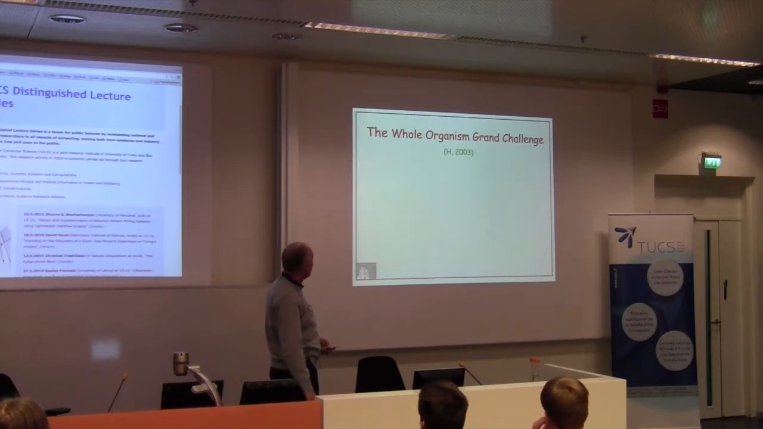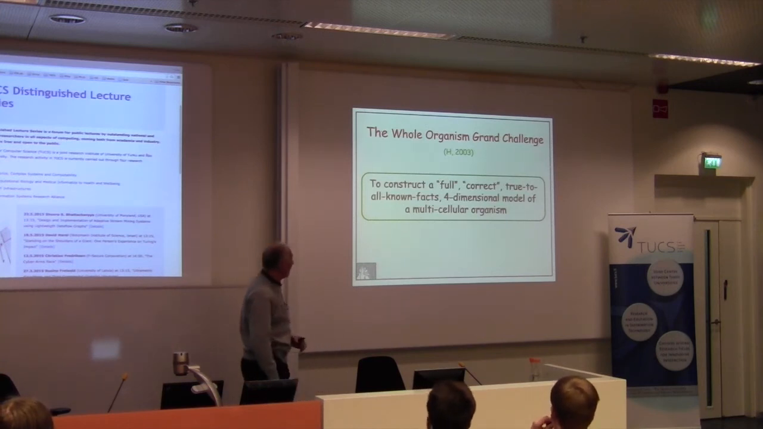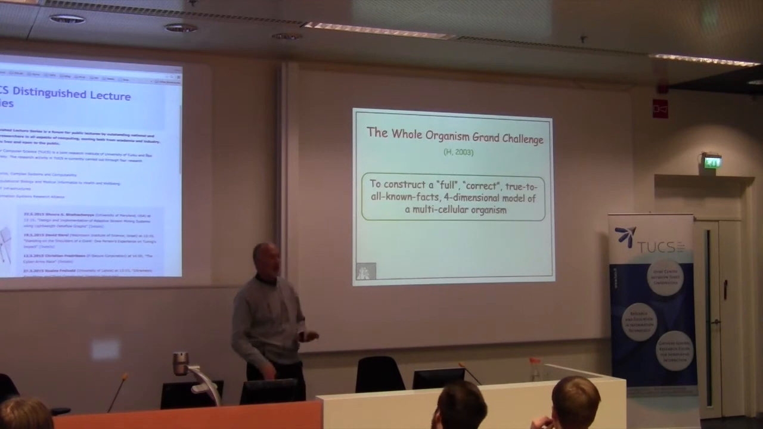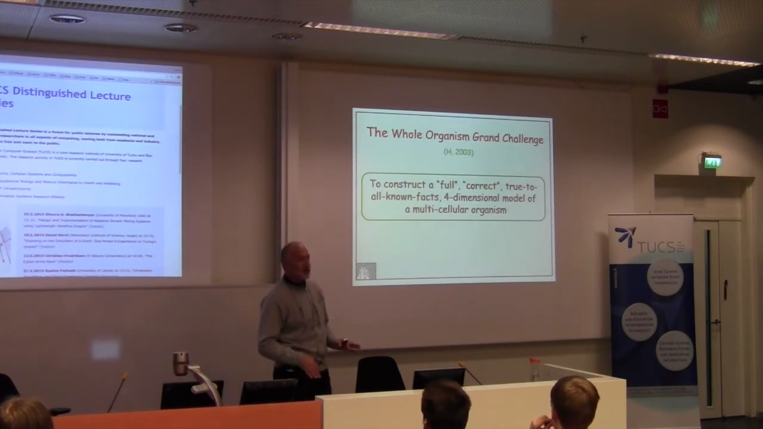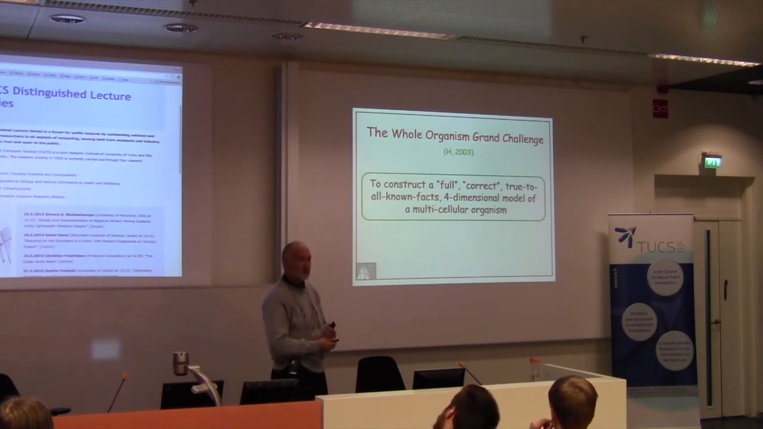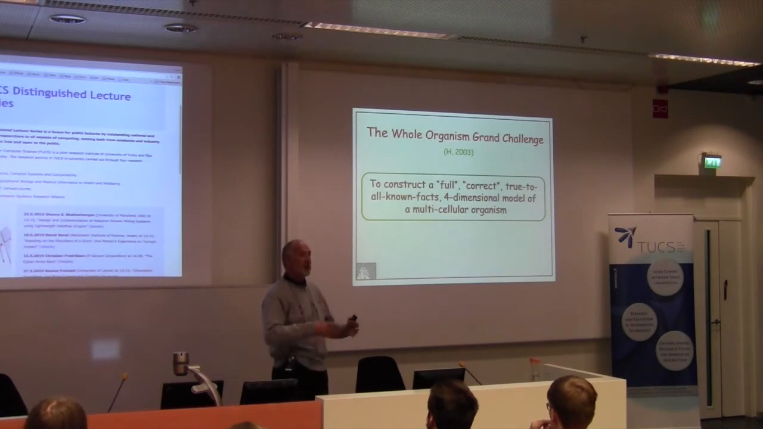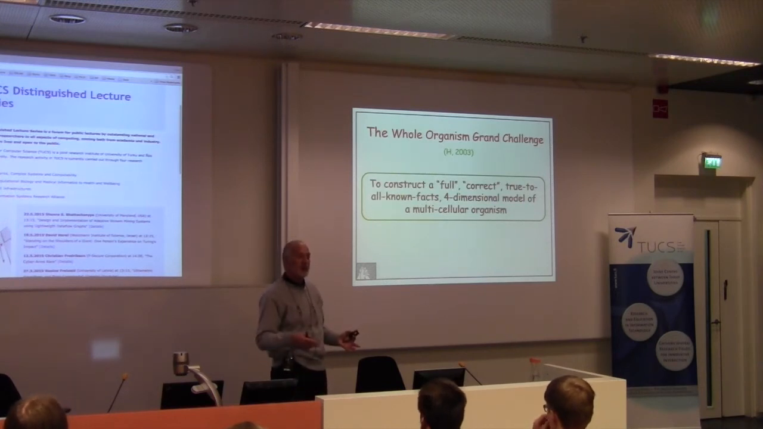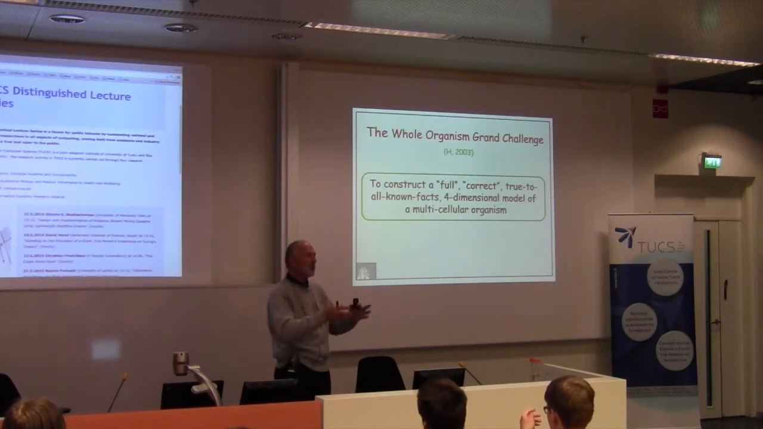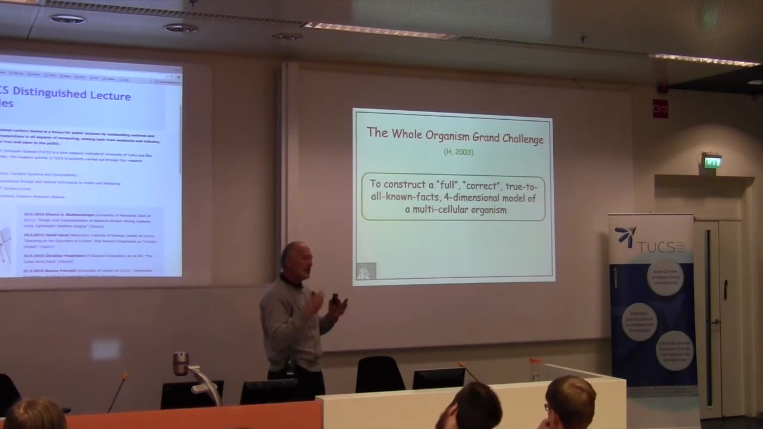I call this the whole organism grand challenge, to construct a full, correct, true to all known facts, 4D model of an organism. Not just one cell, not because a cell is easy. There's also been a very interesting piece of work a couple of years ago on modeling a cell, and not because a colony of ants or a herd of elephants or a school of fish is too complicated, but because if you do one fish or one elephant or one worm, you'll get an incredibly powerful view of what life is all about.